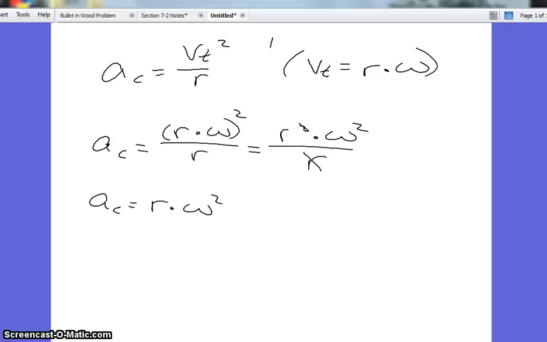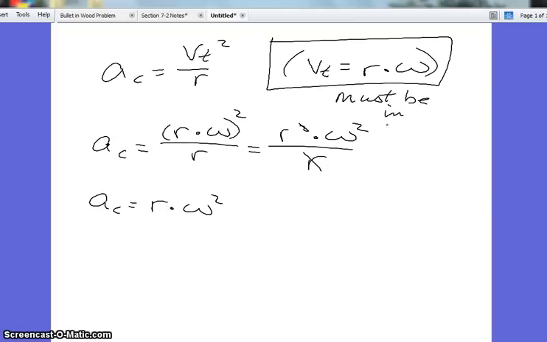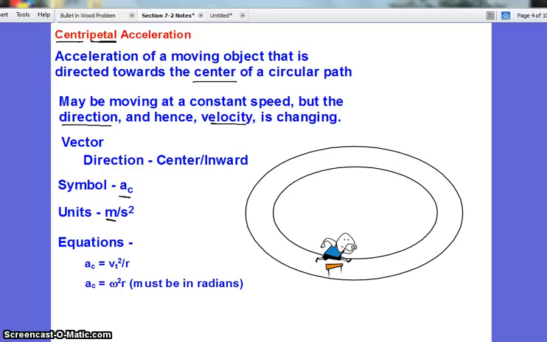Now notice that when I use this equation, I must be in radians. So now, since I've used that equation, I must be in radians for my derived equation as well.